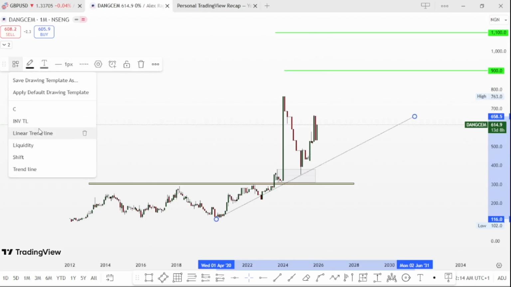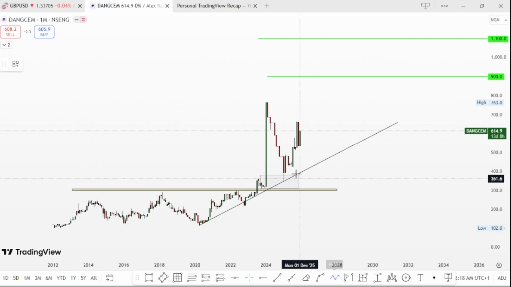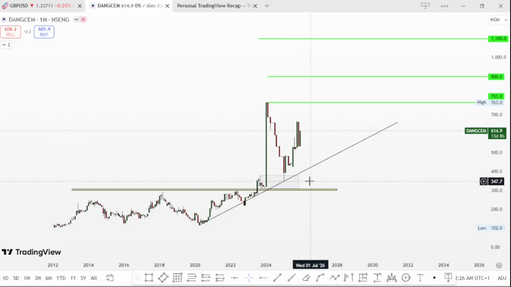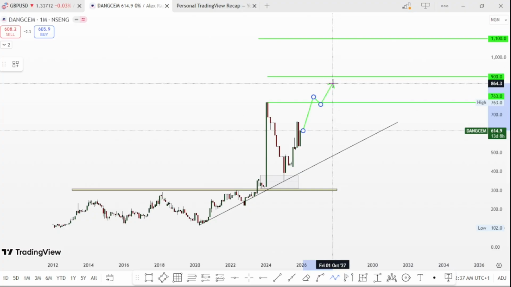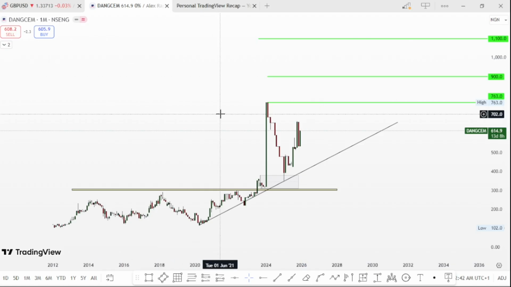Yeah, you would see Dangote Cement rallying very soon. Once you take out this high, the next level target would first be 763. Once you clear this level and build a base on it, you're going up into 100 and then 1001. Bullish. That was all for this one.